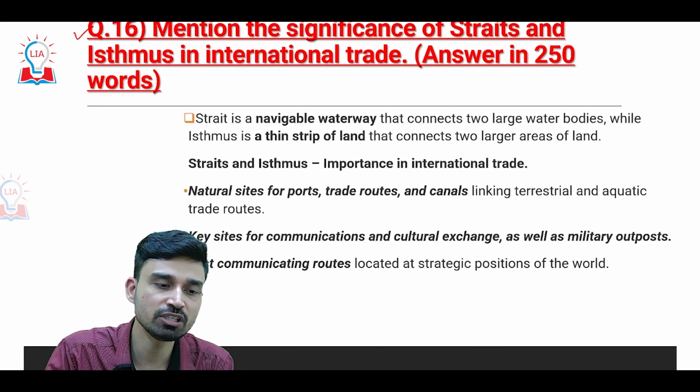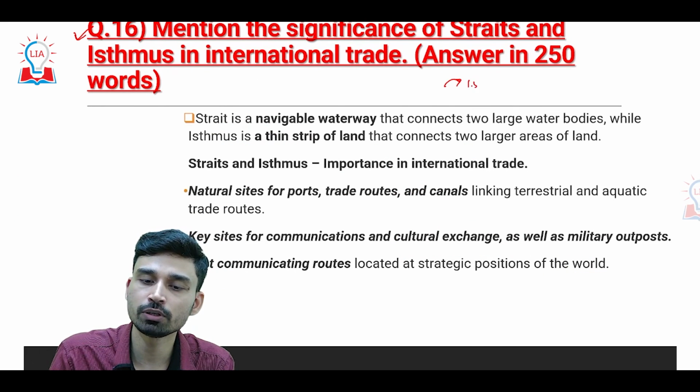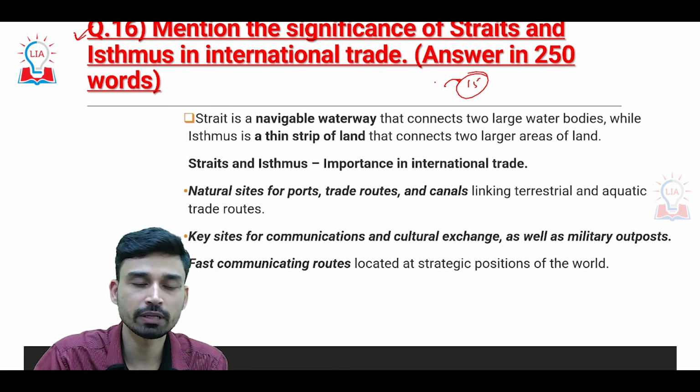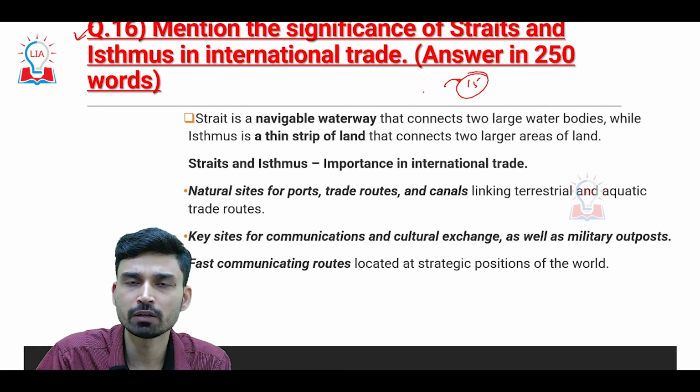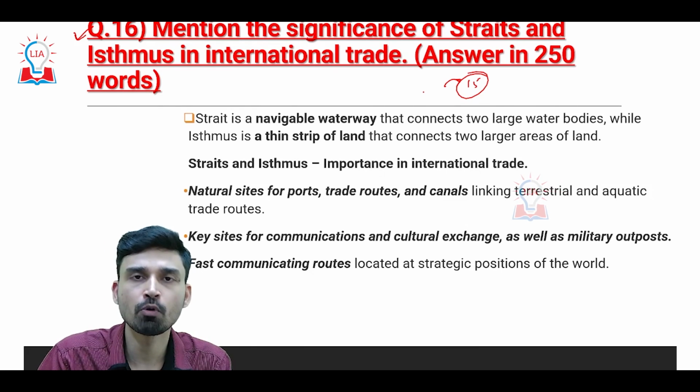Question number 16, again a 15-mark question, is a direct question that we can say is current affairs oriented, because we have a lot of issues going on in different parts of the world. For example, a few years back, in the Suez Canal, one of the most important straits connecting different parts of the world, a ship got stuck.